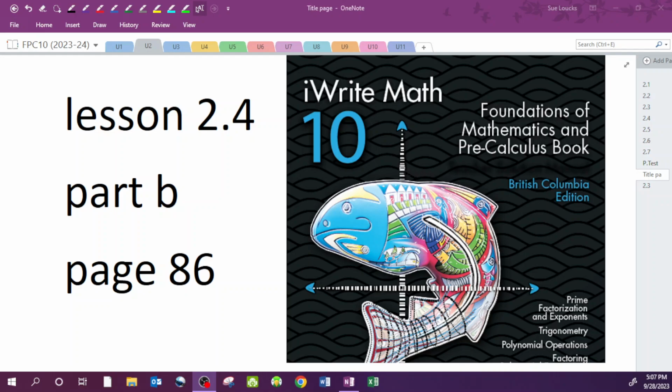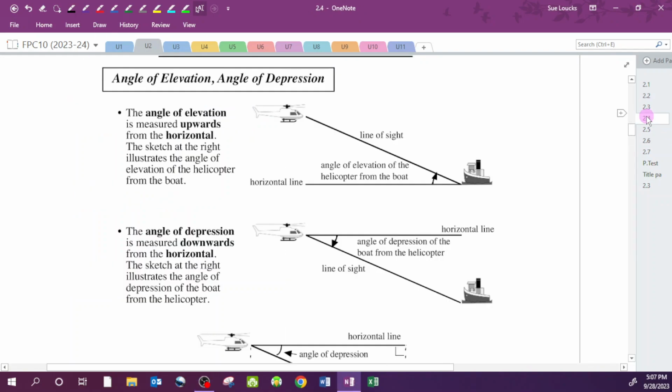This is part 2, or part B of lesson 2.4, starting on page 86. And we're going to talk about angle of elevation and angle of depression. These are really important terms. You have to have this vocabulary, okay?